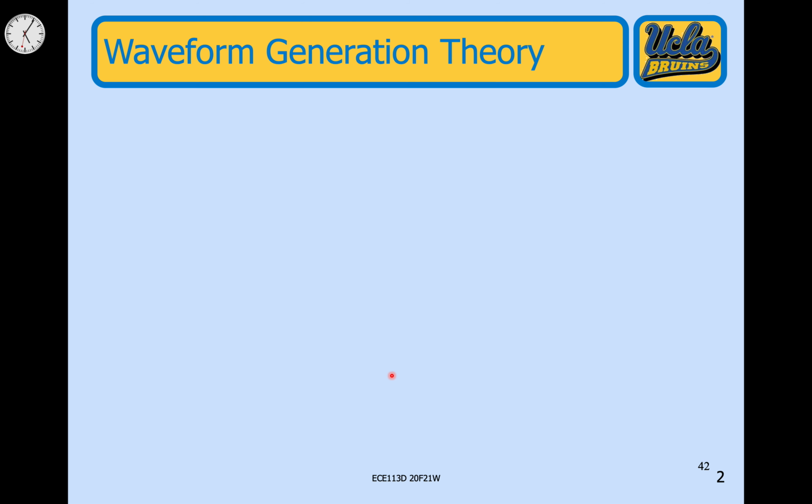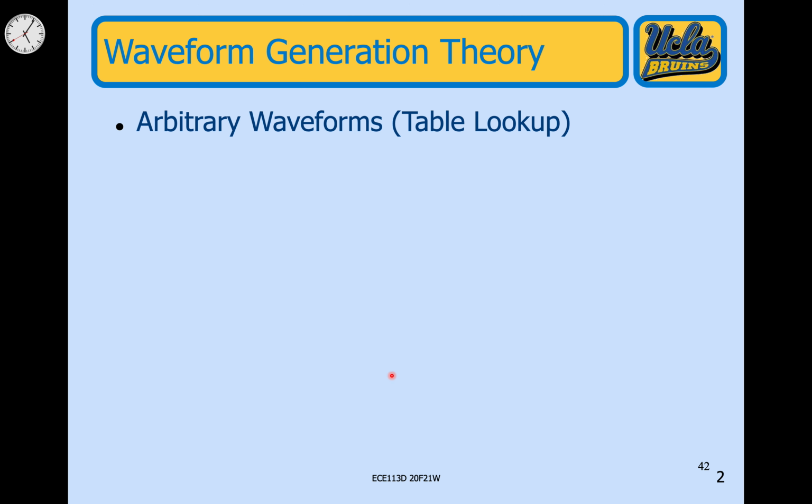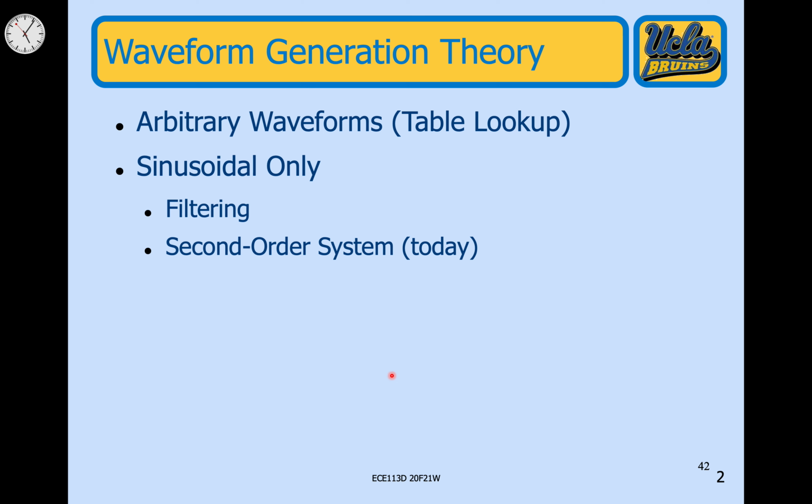Okay, so a new subject, waveform generation theory. This is going to take you back to 113 a little bit. You're going to get table lookup arbitrary waveform generation in the first week, I believe, in Lab 1. It will be the sinusoidal only, and you can do it by filtering. You can take another waveform like a square wave and filter the heck out of it and end up with a sine wave. Or you can use a second order system. In Lab 1, you will be using a second order system.